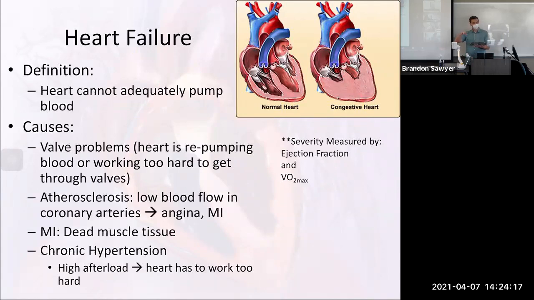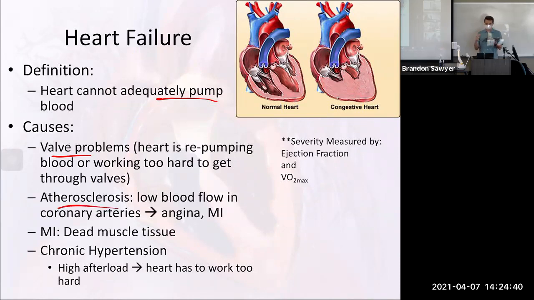So I talked about heart failure a little bit today. Really the definition is just there's some issue with the heart's ability to pump, okay? Could be the left side, could be the right side. Multiple causes, valve problems, right? If the valves aren't working well, then the blood goes backwards, and so the heart's not as effective, so it has to work harder to get the same amount of blood out, right?